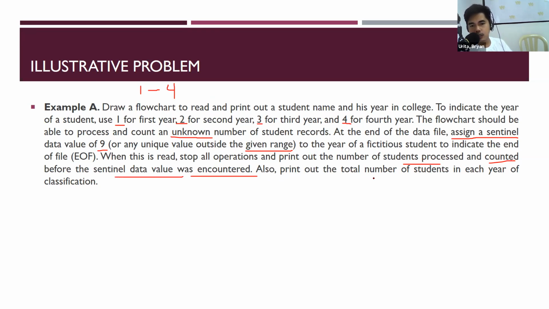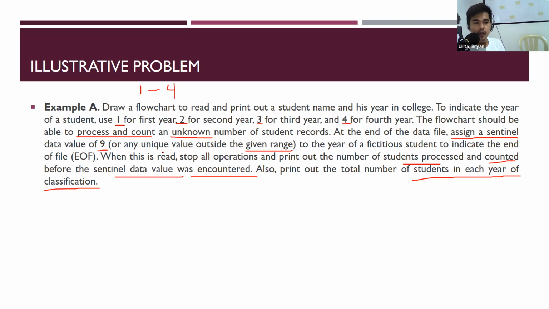Also, print out the total number of students in each year of classification. Ilan ang nabasa natin sa first year? Ilan ang second year, third year, and fourth year? So, yun yung ating problem. So, ulitin natin, ha? Draw a flowchart to read and print out a student name and his year in college. To indicate the year, use 1, 2, 3, 4. The flowchart should be able to process an unknown number of student records. Process and count. Okay? Unknown number of student records.